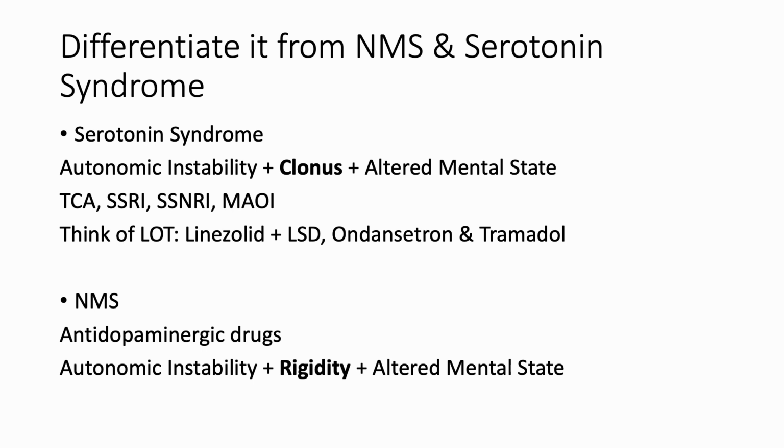Imagine a patient you have in the ED who takes a TCA and has been actively vomiting and you want to give ondansetron. It will interact with the TCA or any other antidepressant and can lead to serotonin syndrome. Tramadol is another one. Whereas neuroleptic malignant syndrome, I think of as a patient who's on an antipsychotic and then becomes Parkinsonism-like. So, autonomic instability, altered mental state, and rigidity.